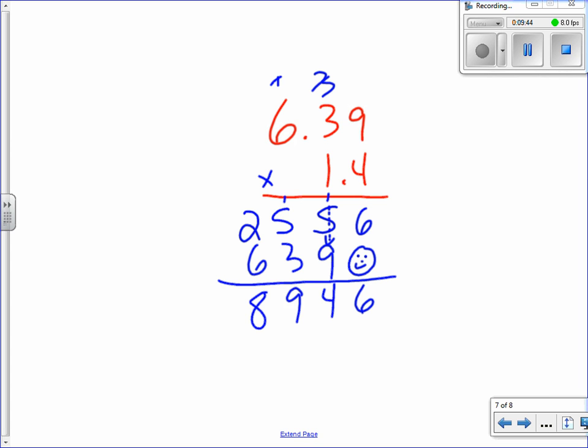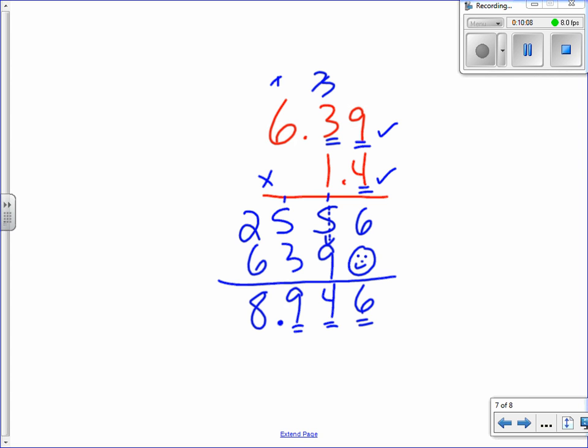All right, so remember what we learned in class. I count my place values after the decimal here, or to the right of the decimal, and that's how many place values in my answer the decimal will go. Well, here I have 1, 2, 3. So in my answer, I would have 1, 2, 3. My decimal would go right there.